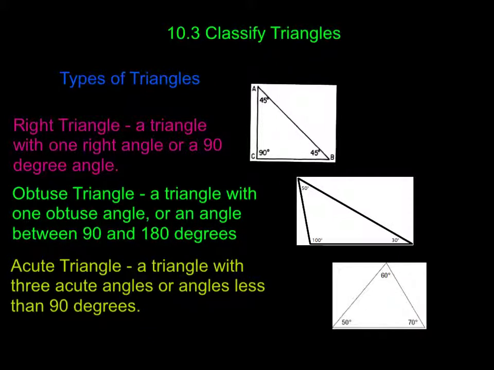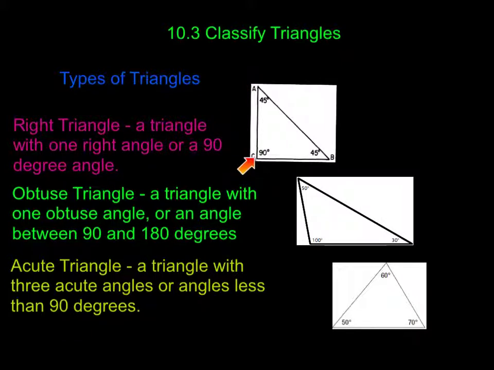Today we're going to classify triangles. Our first thing we need to do when we classify triangles is know what our categories are. So our first category here is a right triangle, which is a triangle with one right angle or a 90-degree angle. As you can see right here in our picture, we have this angle right here, which would be titled ACB, would be a right angle.